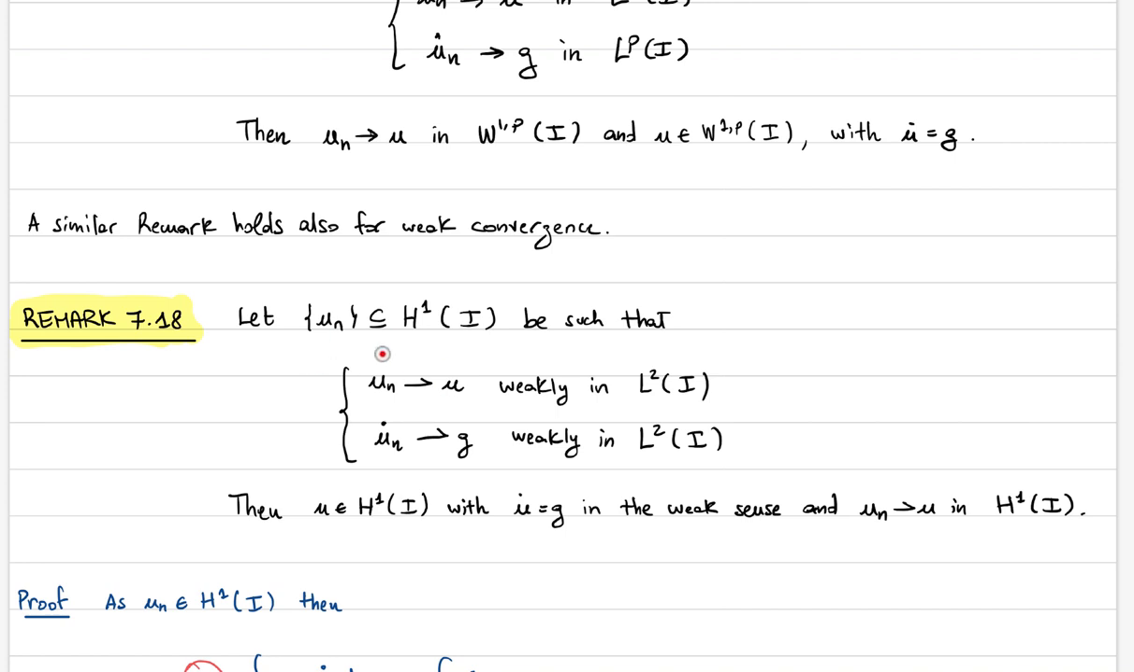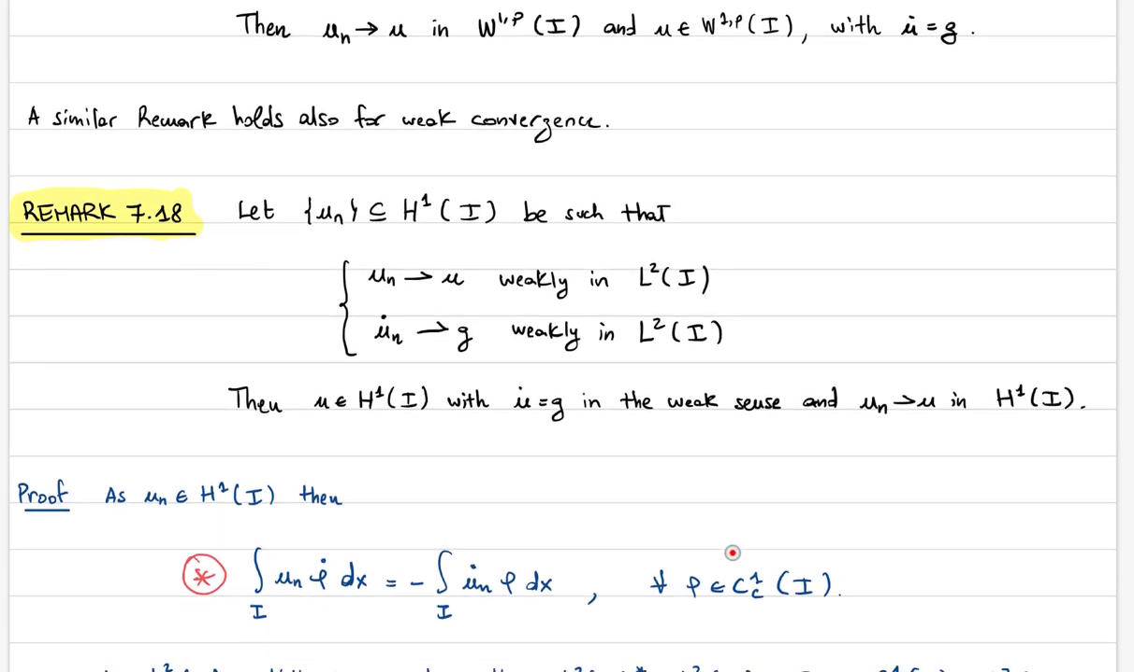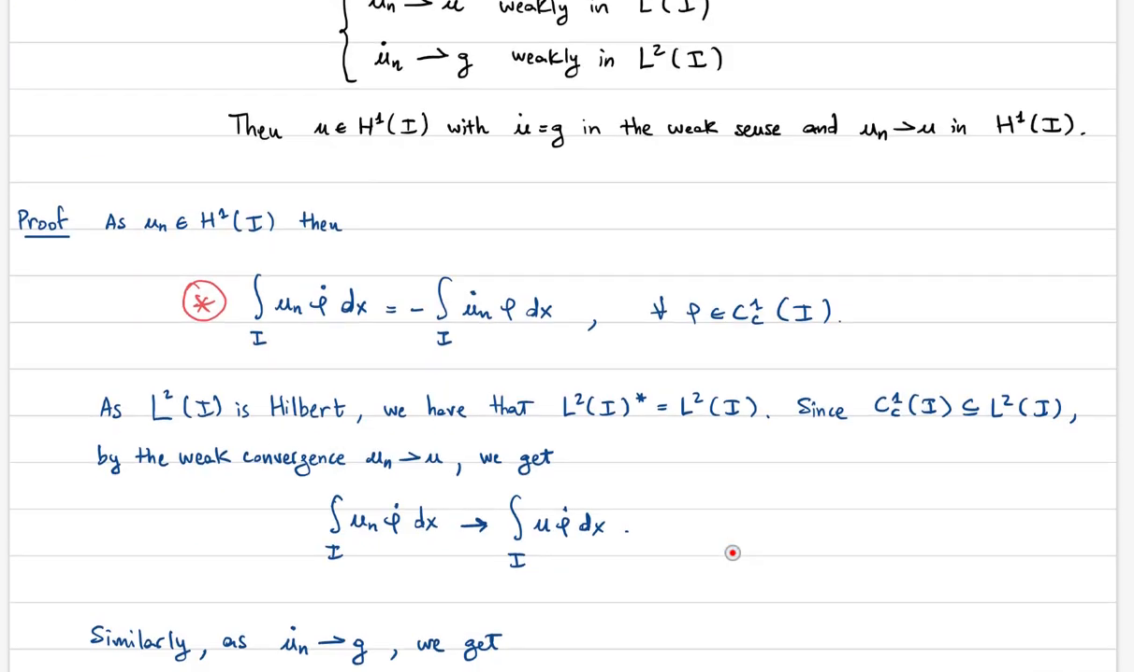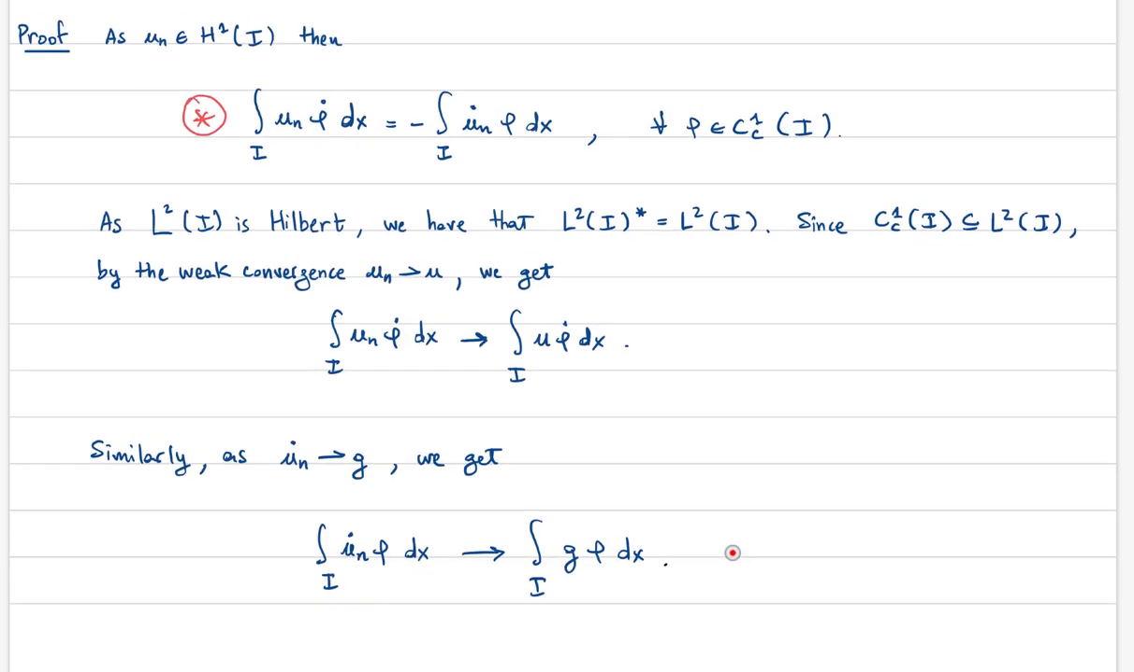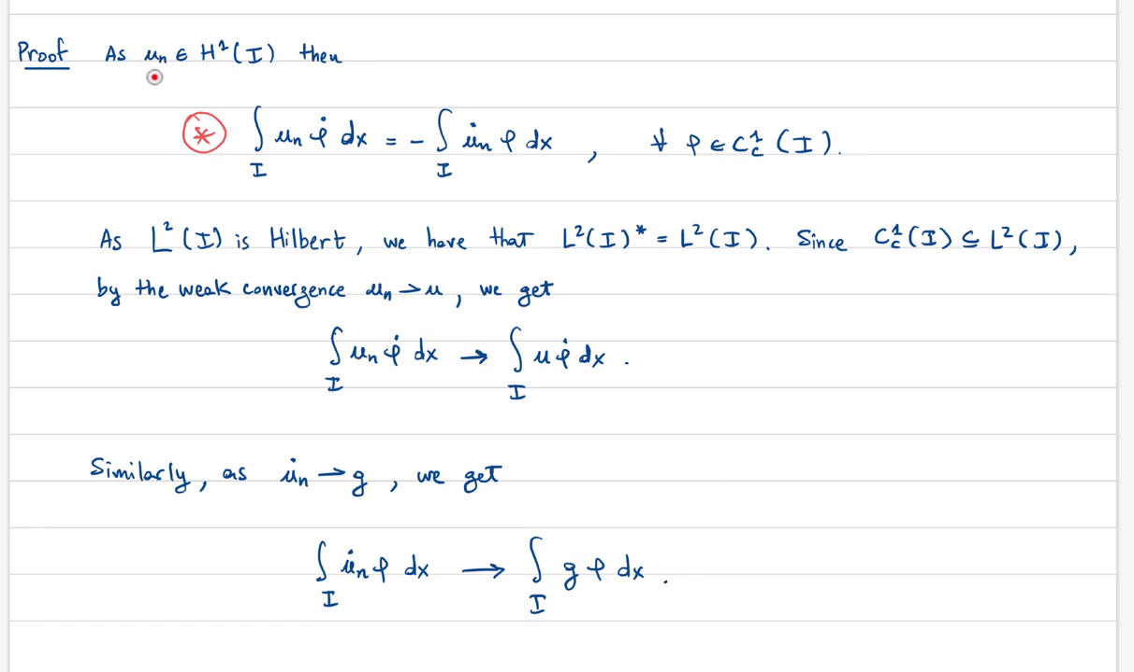So suppose that you have a sequence in H^1 such that u_n converges to u weakly in L^2 and u_n dot converges to some other function g weakly in L^2. Then u belongs to H^1 with weak derivative given by g, and also u_n is converging weakly to u in H^1. Okay, so let's check the proof, which goes exactly as I was saying before.